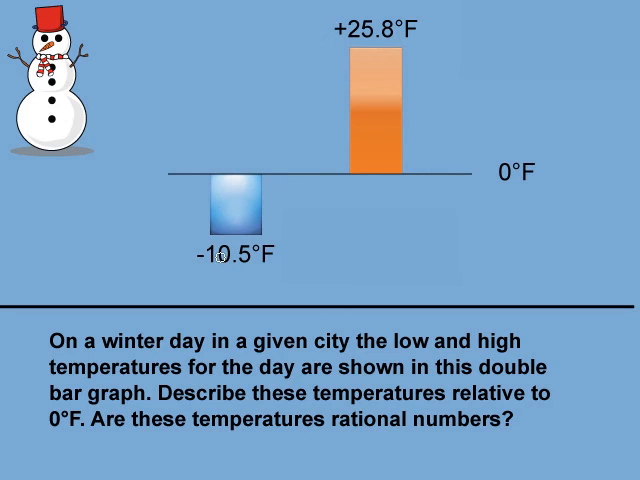How do we know that these decimals are rational numbers? Going back to the definition of a rational number, 25.8 can be written as 258 over 10, which in simplest form is 129 over 5. Likewise, negative 10.5 can be rewritten as negative 105 over 10, which simplifies to negative 21 over 2. When a decimal can be written as a ratio of two integers, with a non-zero term in the denominator, then the decimal is a rational number.